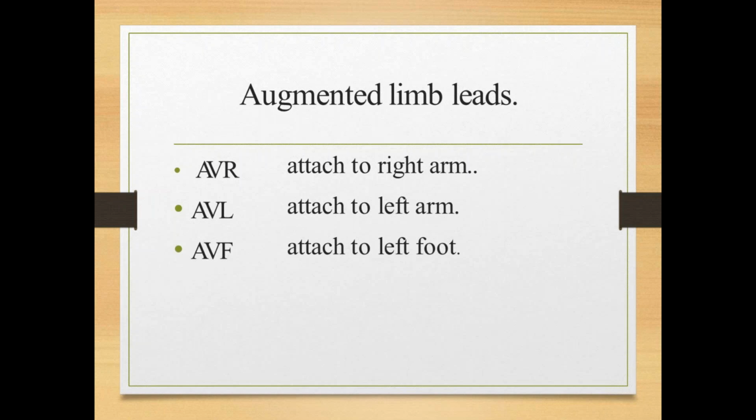As I told you, AVR is connected to the right arm, AVL to the left arm, and AVF is attached to the left foot. These are the augmented limb leads. They are also known as the unipolar limb leads.